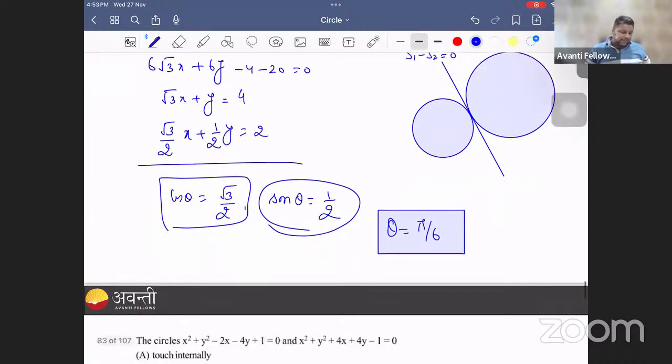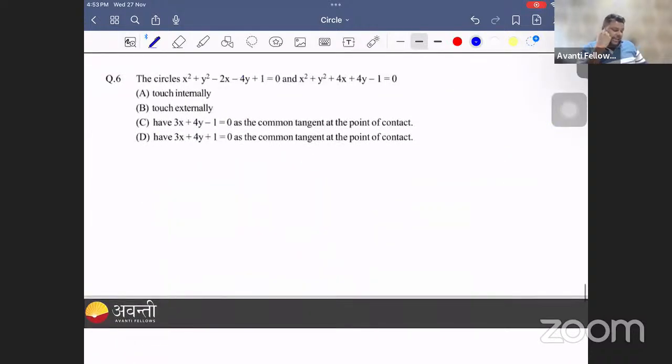Now, try this one. Circle this and this. They touch externally, they touch internally, they have this as a common tangent, whatever. Give it a try quickly.